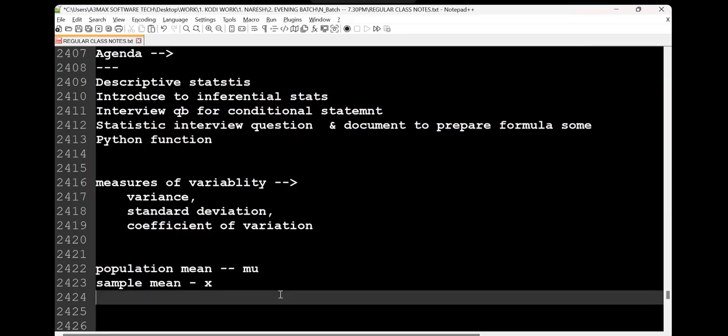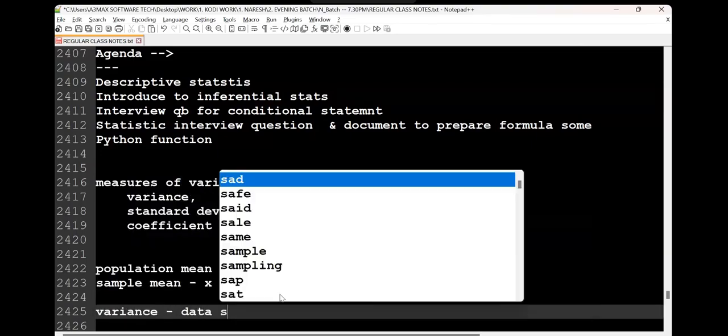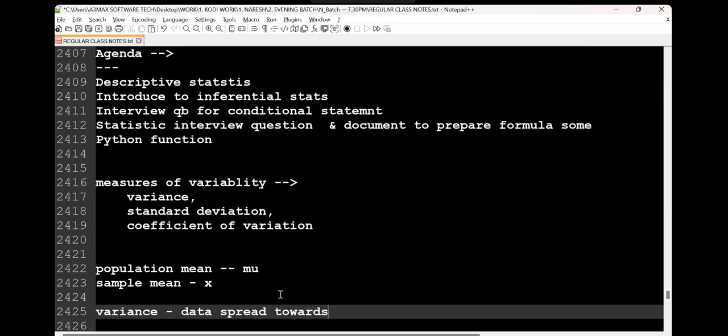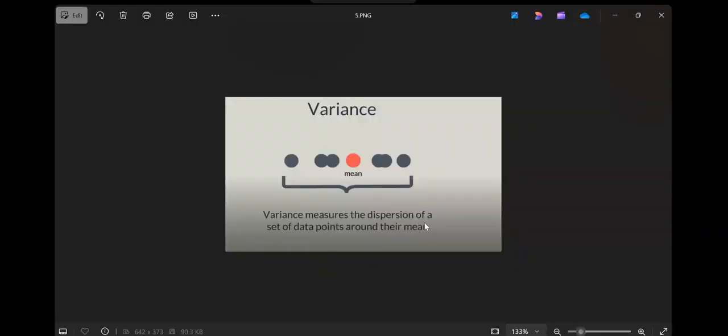Variance. Variance means the data spread towards the mean. Does everyone understand? Variance means the data spread towards the mean. What do I mean by that? Let's understand.